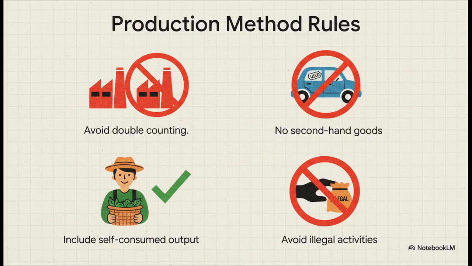Now, to get an accurate number, economists have to be super careful. As we said, they have to avoid double counting. They also have to make sure they don't include the sale of used goods, like a used car, because its value is already counted when it was first made. And here's an interesting one. They do have to include the value of stuff people make for themselves, like a farmer eating their own crops.